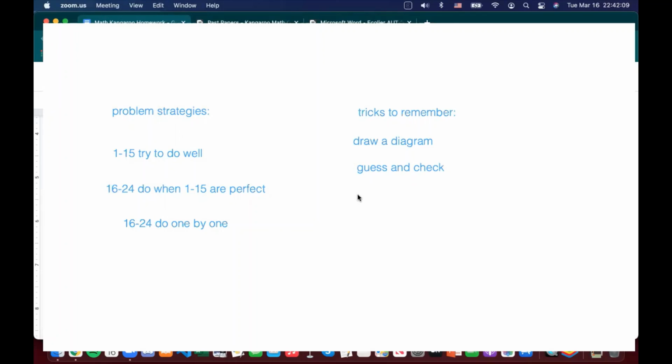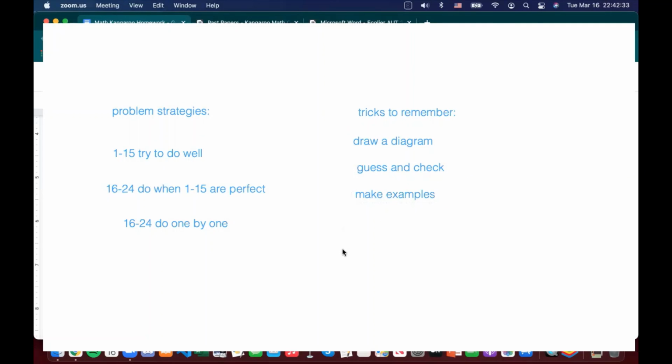So I just guessed, did A lie? And if so, let's see if it makes sense. Did B lie? No. And if all of the first 4 didn't lie, that means the last one had to lie. Then the third best strategy, if you can't use draw a diagram or guess and check, is just make examples.